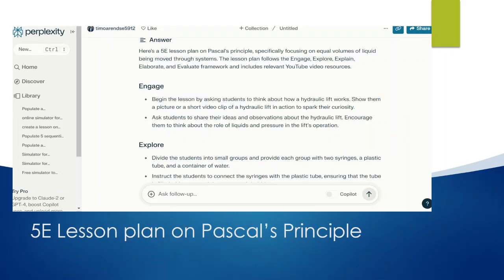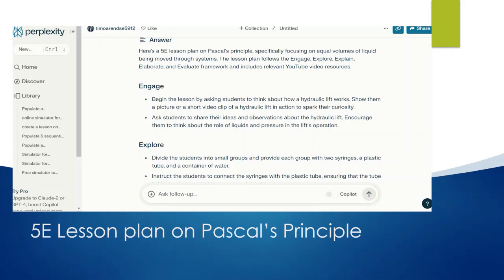Here is a 5E lesson plan on Pascal's principle, specifically focusing on equal volumes of liquid being moved through systems. The lesson plan follows the engage, explore, explain, elaborate, and evaluate framework and includes relevant YouTube video resources. So it starts off with engage, the lesson.